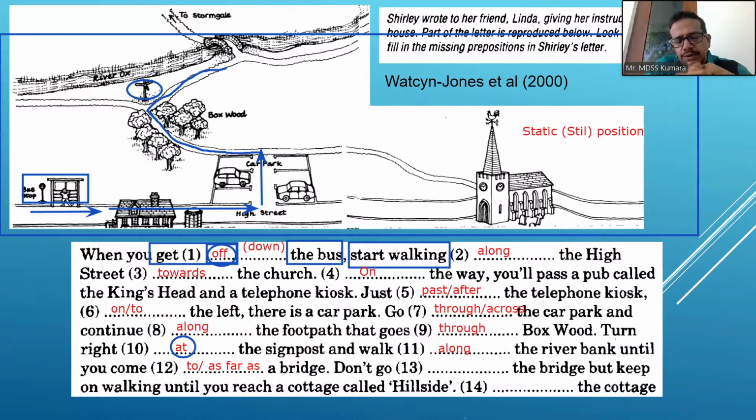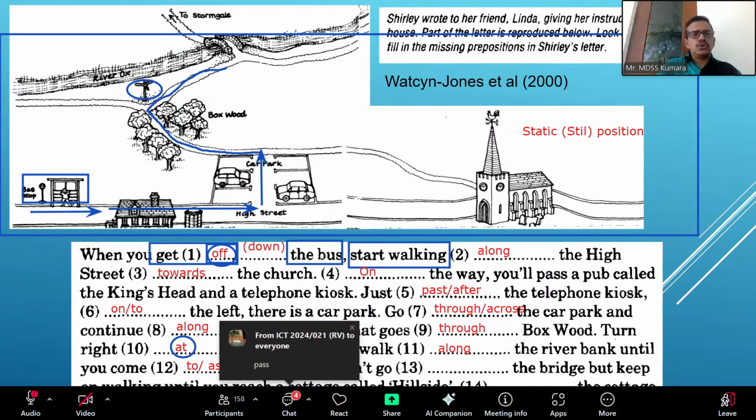Turn right at the sign, pause and walk along the river bank until you come to a bridge, or until you come as far as a bridge. Next sentence: don't go blank the bridge, but keep on walking until you reach a cottage called Hillside. Don't go over the bridge.